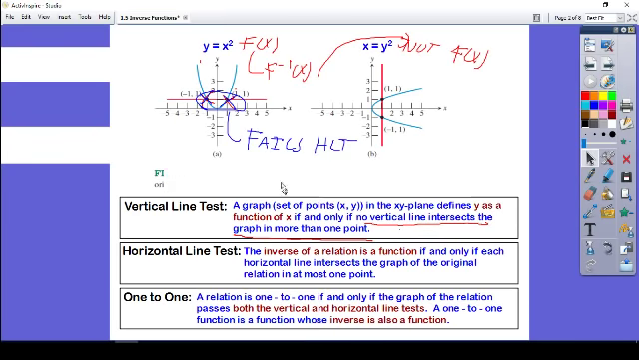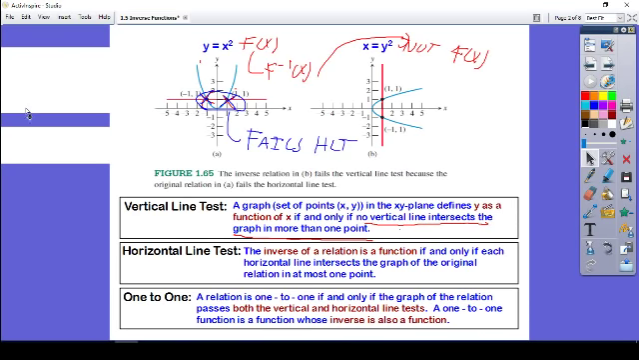One-to-one. A relation is one-to-one if and only if the graph of the relation passes both the vertical line and horizontal line tests. A one-to-one function is a function whose inverse is also a function. So only a function that passes the vertical and the horizontal line test is both a function and has an inverse that is a function.